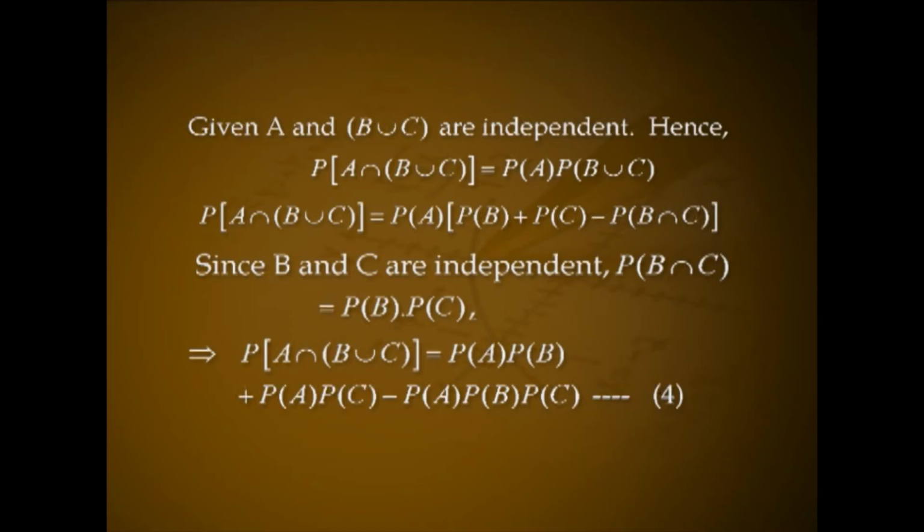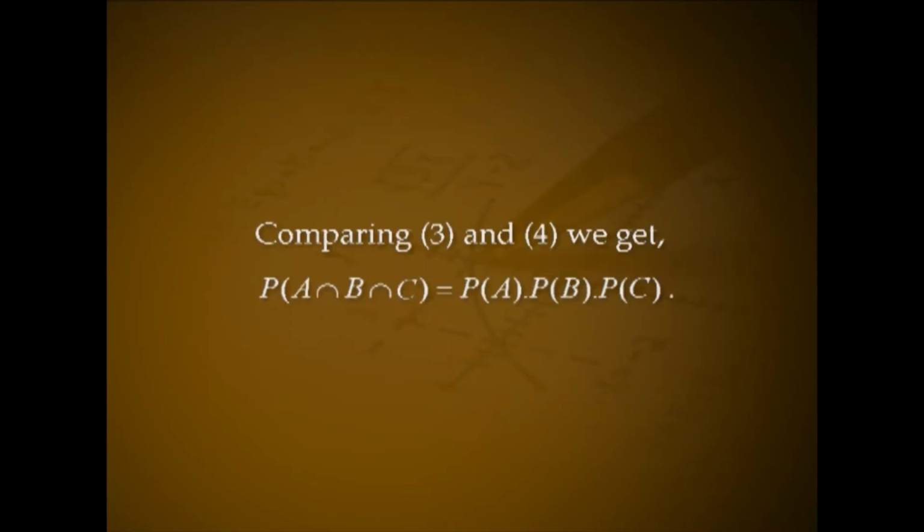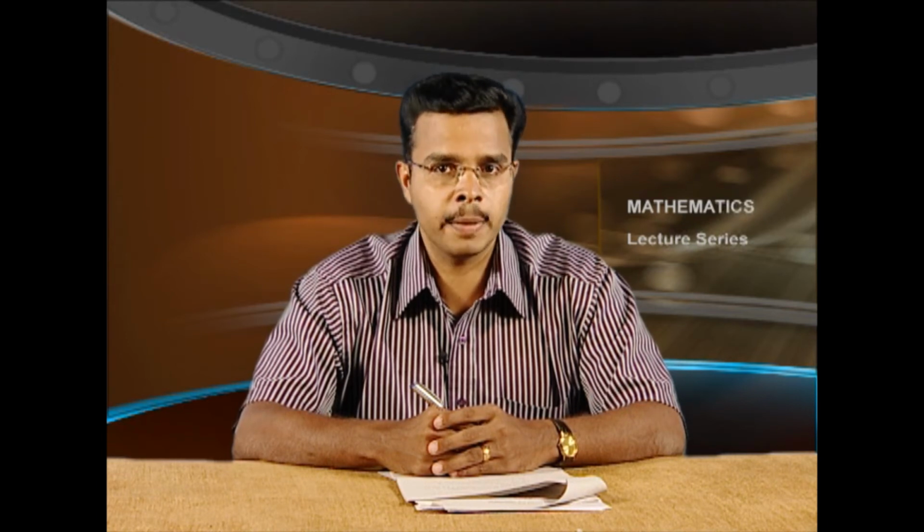Since B and C are independent, P of B intersection C equal to P of B into P of C. This implies P of A intersection B union C equal to P of A into P of B plus P of A into P of C minus P of A into P of B into P of C. Let it be equation number 4. Comparing equation number 3 and equation number 4, we get P of A intersection B intersection C equal to P of A into P of B into P of C. Hence, A, B and C are mutually independent.